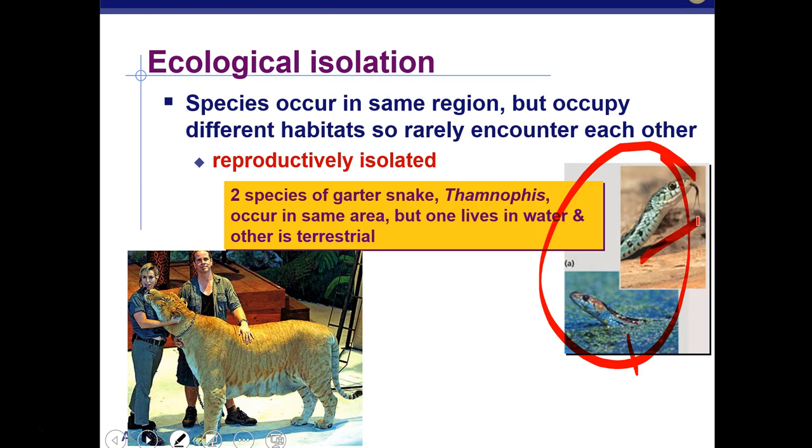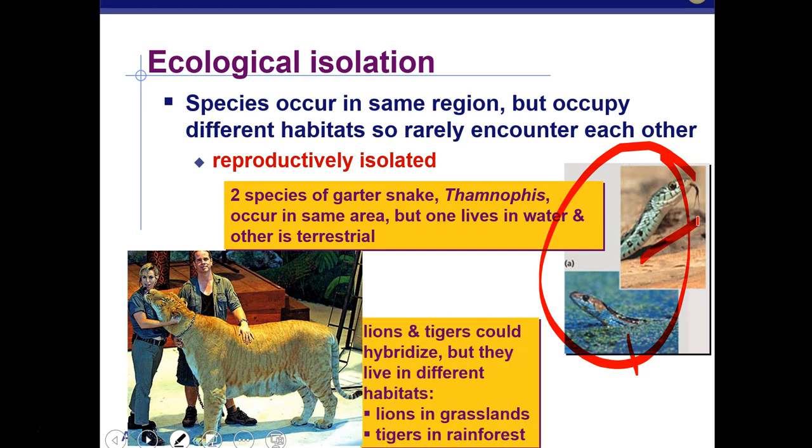They're literally right next to each other, but because the one doesn't come out of the water, it's never going to interbreed with the one that lives on the land. So that would be ecological, the ecology, the habitat isolation. You can interbreed lions and tigers. We've done it, made a liger or a tigon, and that all depends on who's the mom, who's the dad.